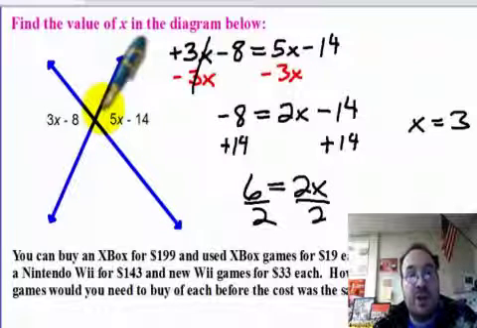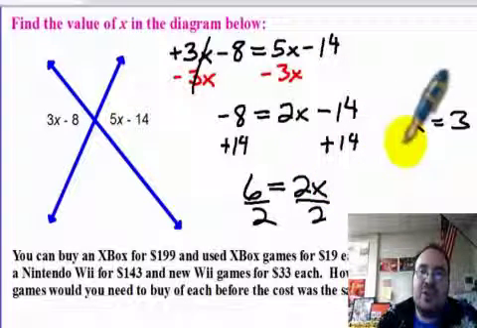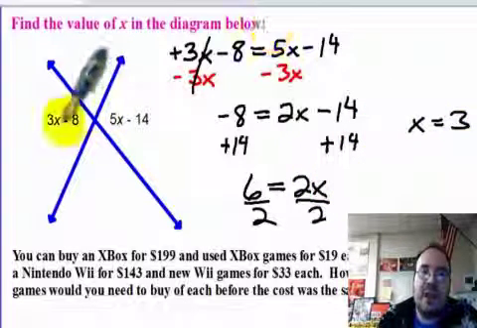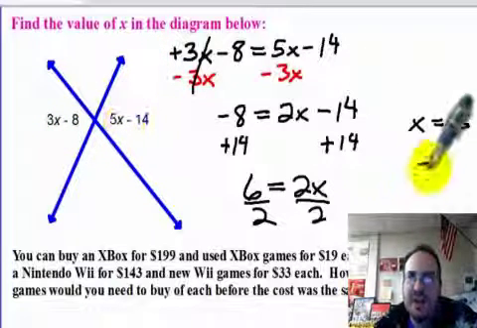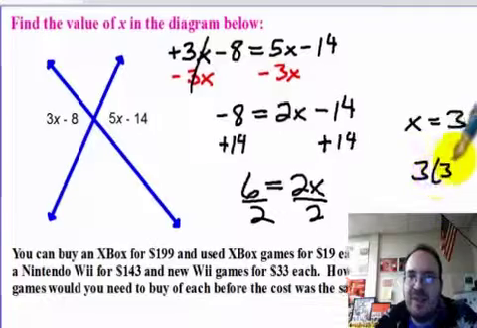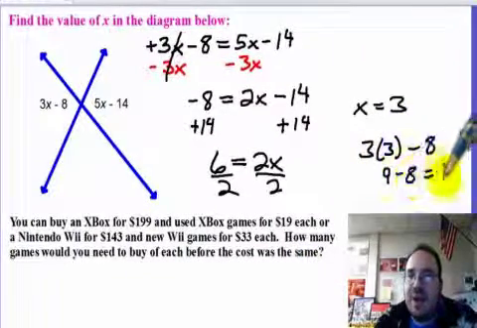Oh, what if you wanted to know those angles? That might be another thing they'll ask you too. Sometimes they'll say, what's the value of the angles? So in that situation, you could plug the 3 back in, and you would get a value of, let's see, 3x, 3 times 3 minus 8 is 9 minus 8, or 1.